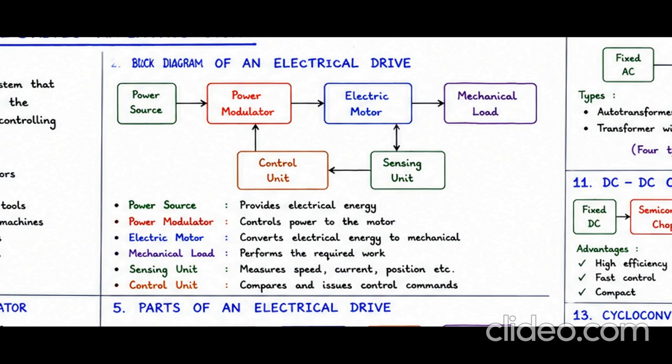Now let us come to the sensing unit. But how do we know whether the motor is rotating at the required speed? For that, we use the sensing unit. It continuously measures quantities like speed, current, and sometimes even position. All this information is sent to the control unit. The control unit compares the actual speed with the desired speed. If any error is found, it immediately sends a corrective action to the power modulator. This continuous correction is called closed loop and is the reason modern drives are highly accurate.